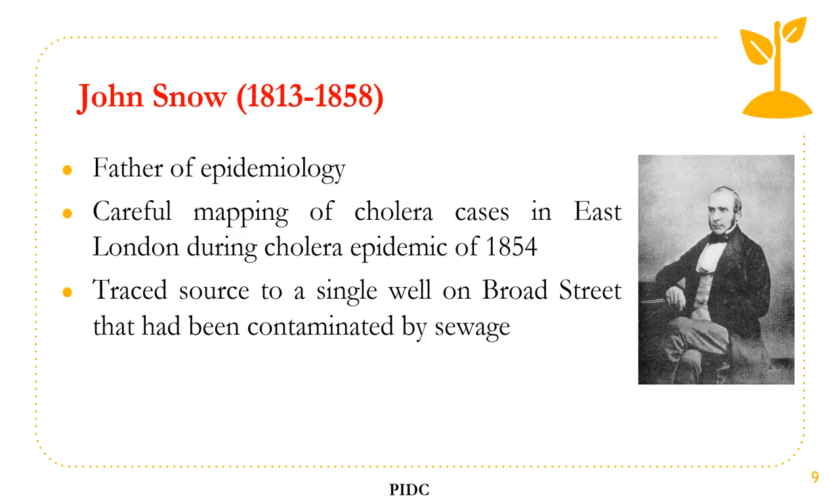John Snow is the father of epidemiology. He was the one who mapped the cholera cases in East London during the cholera epidemic of 1854. He traced the source to a single well on Broad Street that had been contaminated by sewage, which was responsible for cholera.